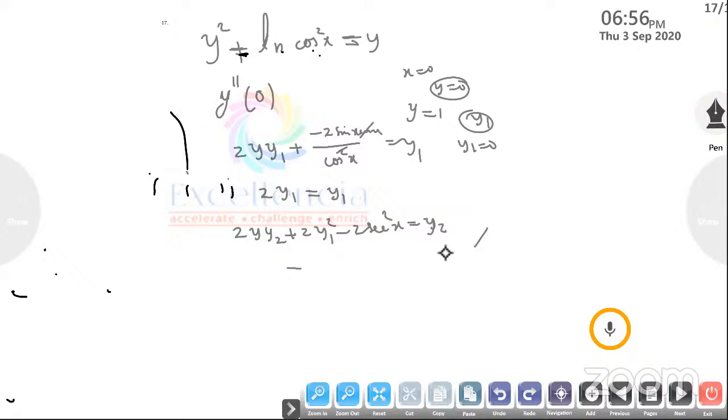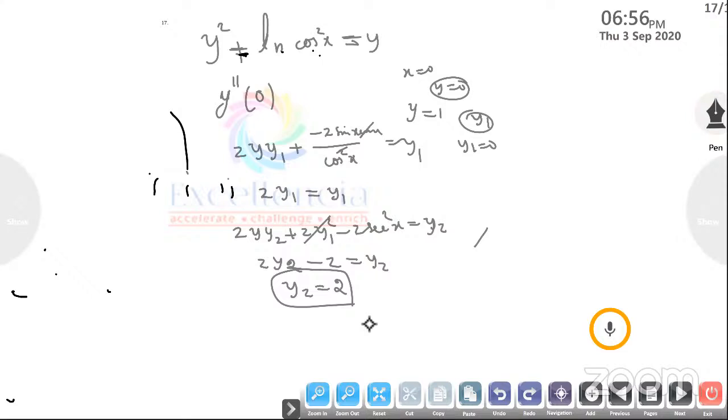Now substitute all the values. y is already 1, so 2y2. y1 is 0, and this is minus 2 because all of us know that secant 0 is 1. Again, this is equal to y2. Bring y2 to this side. 2y2 minus y2 is how much? y2 equal to 2. That's the answer.